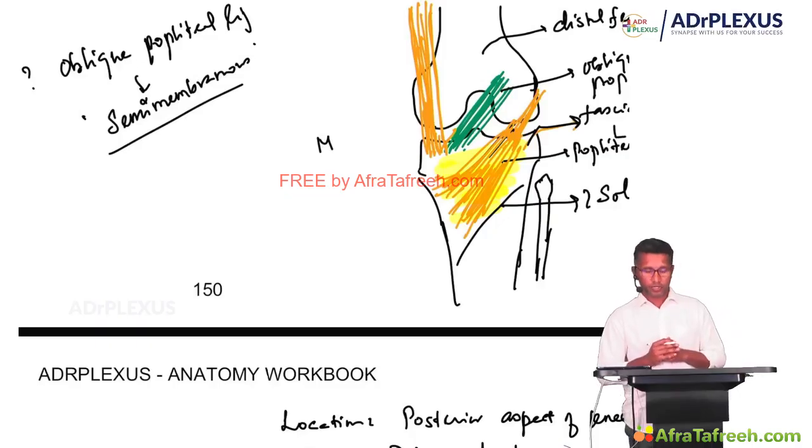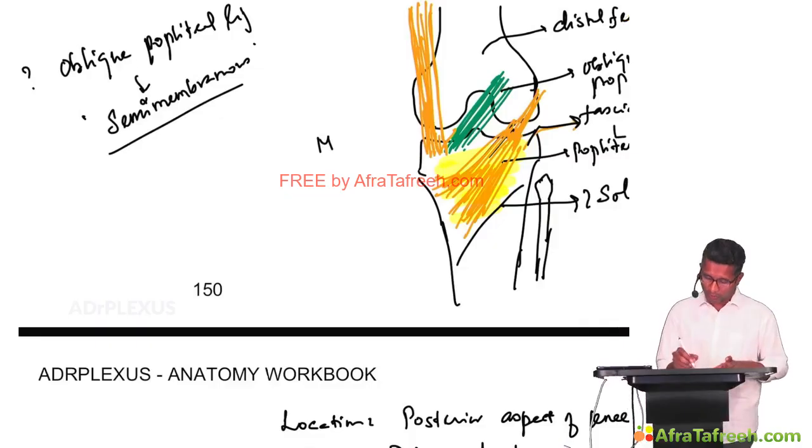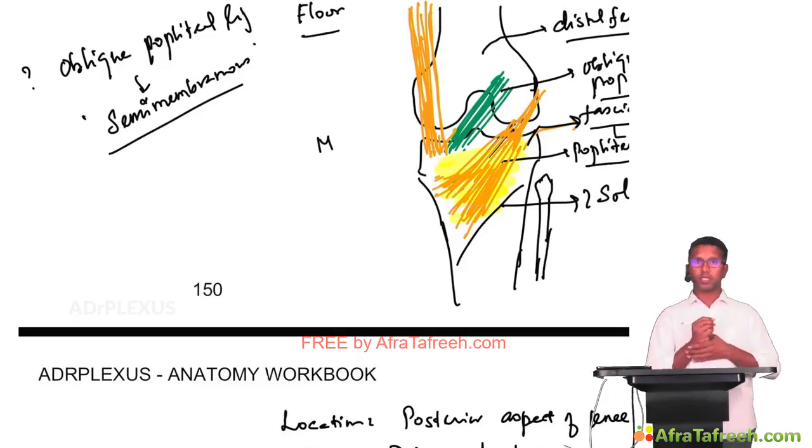So these are all the structures which form the floor of the popliteal fossa. What are the structures that form the floor of the popliteal fossa? It is the distal femur, the oblique popliteal ligament, the popliteus muscle, and the fascia covering the popliteus muscle.